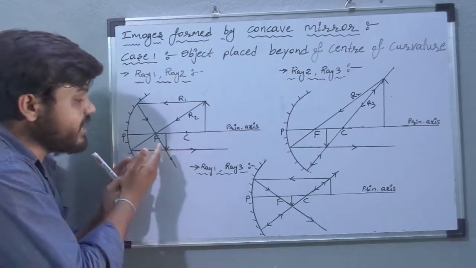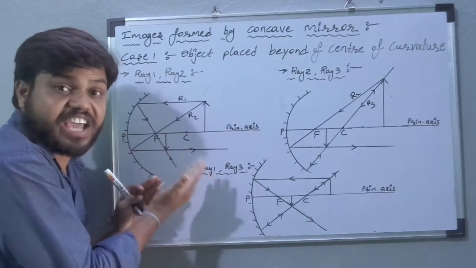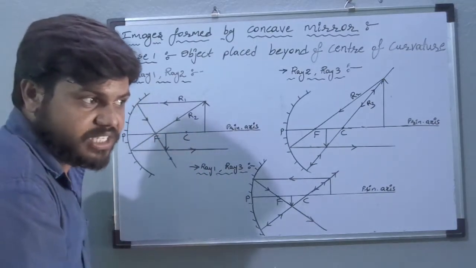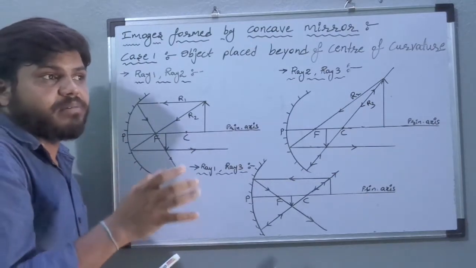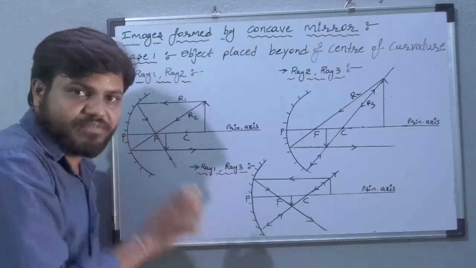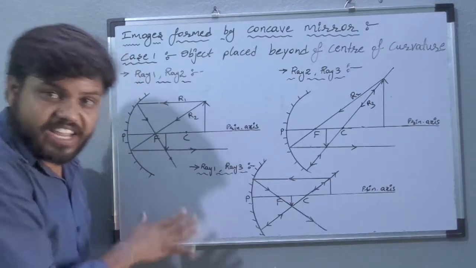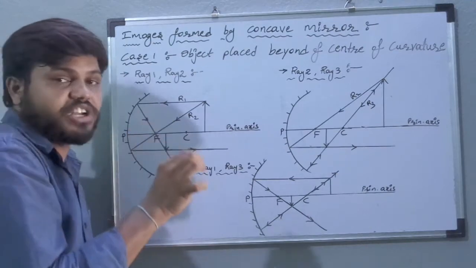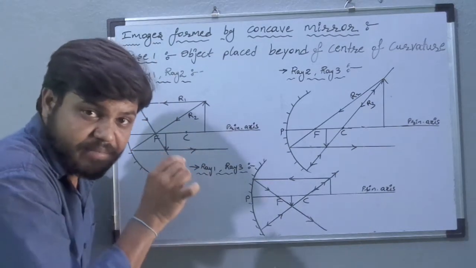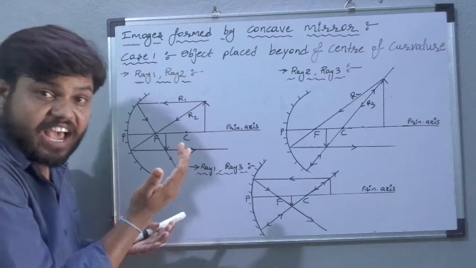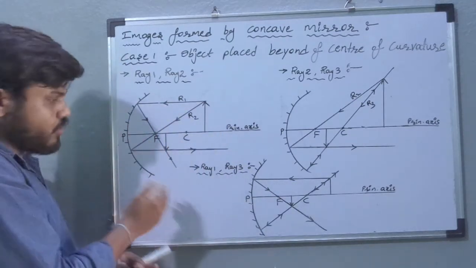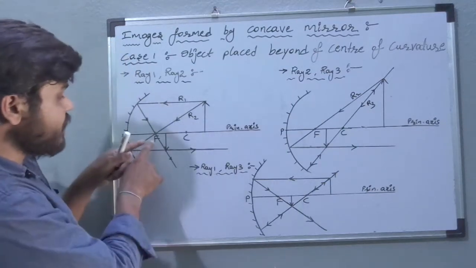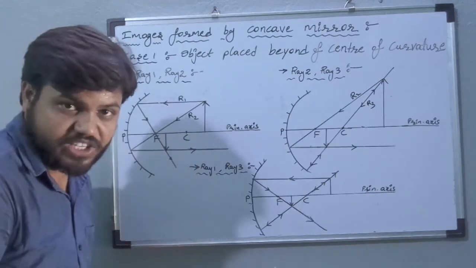And we are getting this image on the screen. We are catching this image on the screen. That's why it is a real image. Real image means if we get the image by the intersection point of reflected rays, it will be a real image. So we can catch that real image on the screen. Okay, so here we are getting a real image. Where did we get the image? Between the focal point and the center of curvature.